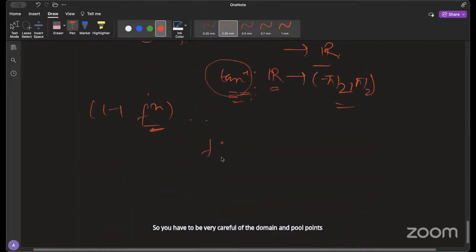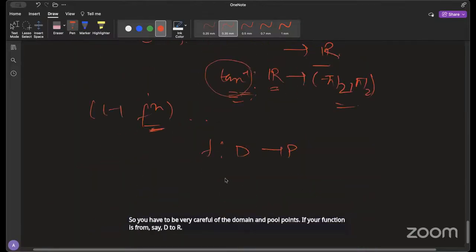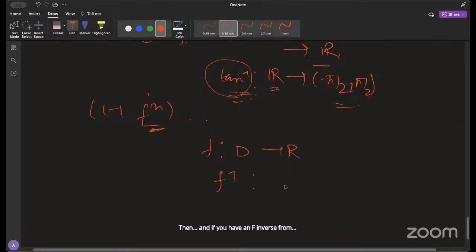If your function is from, say, D to R, and you have an f inverse from R to D, then your function is 1-1 on this domain. And in this case, you'll have to have the same things here, right?